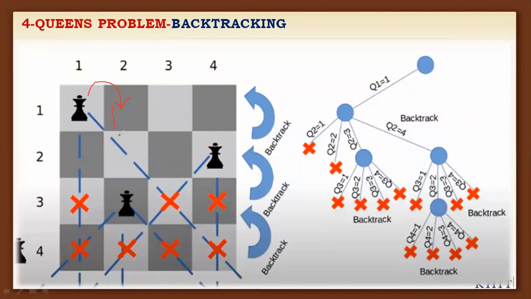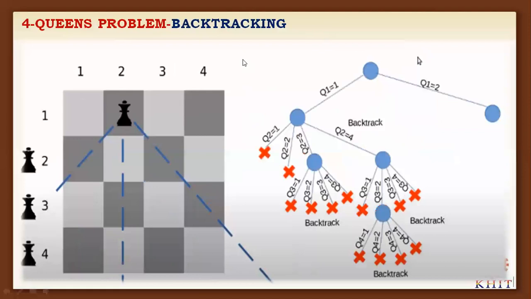So, okay, the first queen I am placing here. Now let us see what will happen if I place the first queen here. So this is the first queen I have placed. When I place the first queen, next I place the second queen. I cannot place the second queen here. Here also not possible. The next possible way is here. Next I can place the second queen.